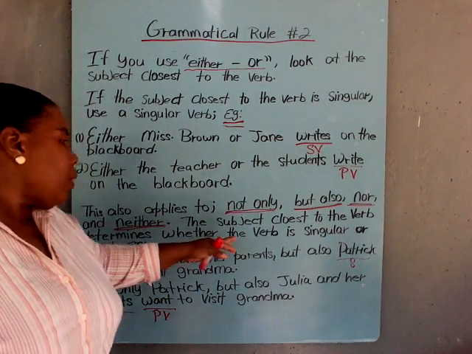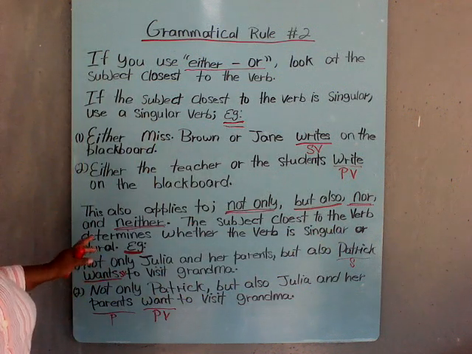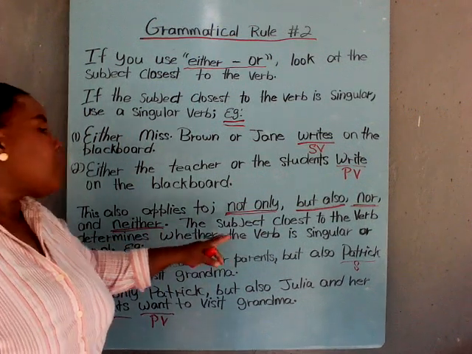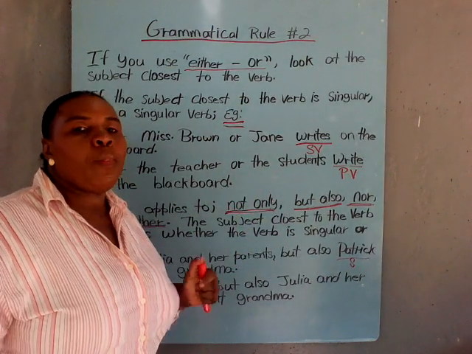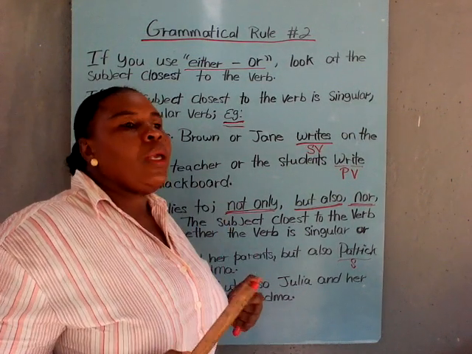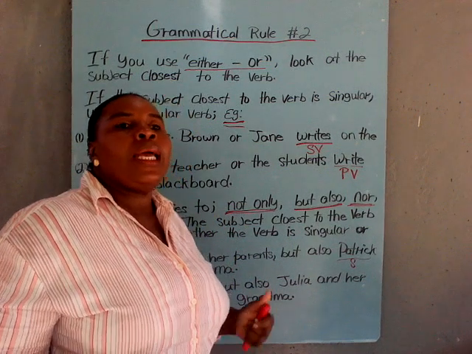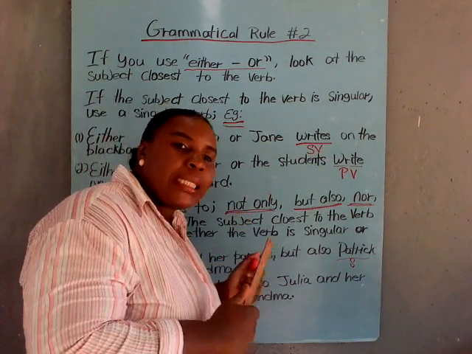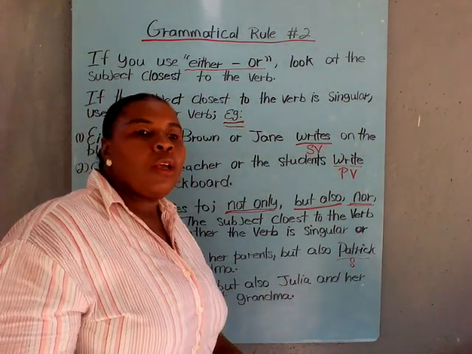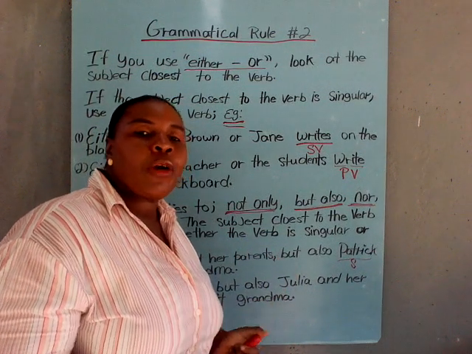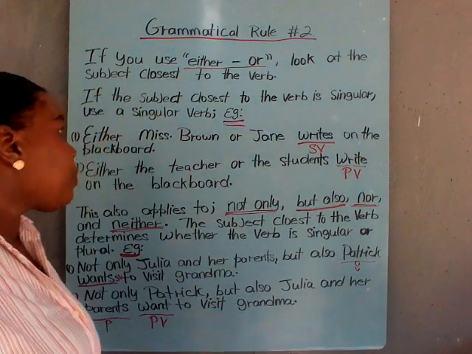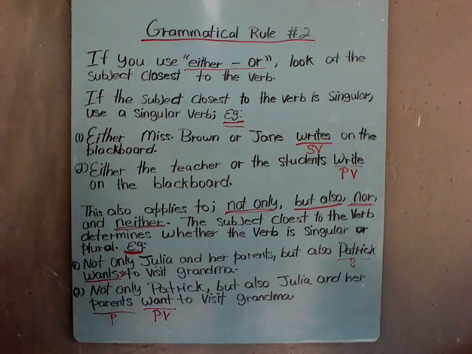So whether the verb is singular or plural, the subject closest to the verb determines it. Whatever is nearest to the verb, that determines the verb you're going to be using. So if it is singular, you use a singular verb, and if it is plural, you use a plural verb. So this is the end of this class.